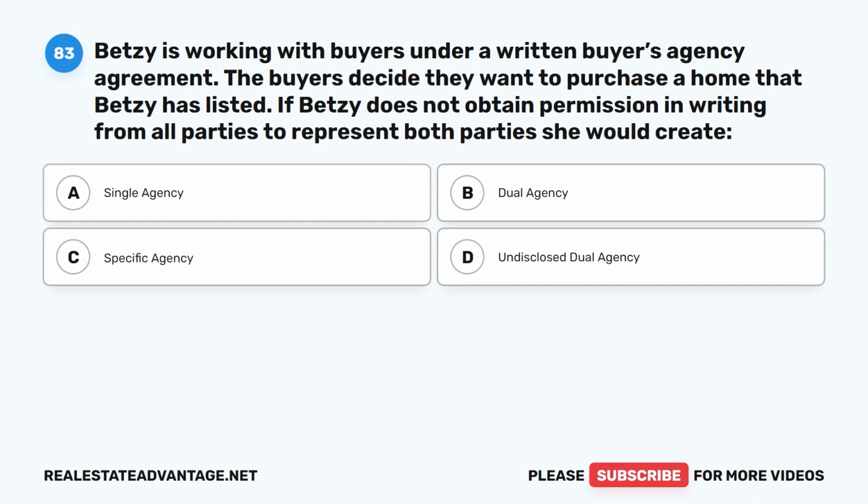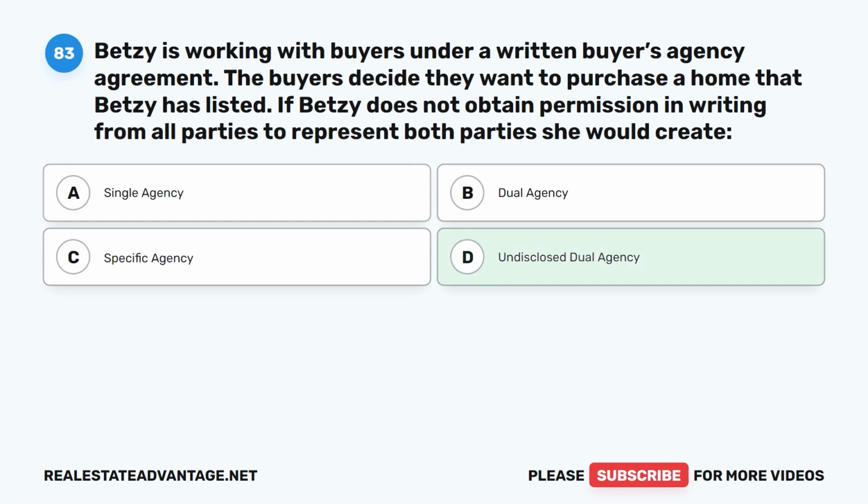Question 83. Betsy is working with buyers under a written buyer's agency agreement. The buyers decide they want to purchase a home that Betsy has listed. If Betsy does not obtain permission in writing from all parties to represent both parties, she would create A. Single agency. B. Dual agency. C. Specific agency. D. Undisclosed.